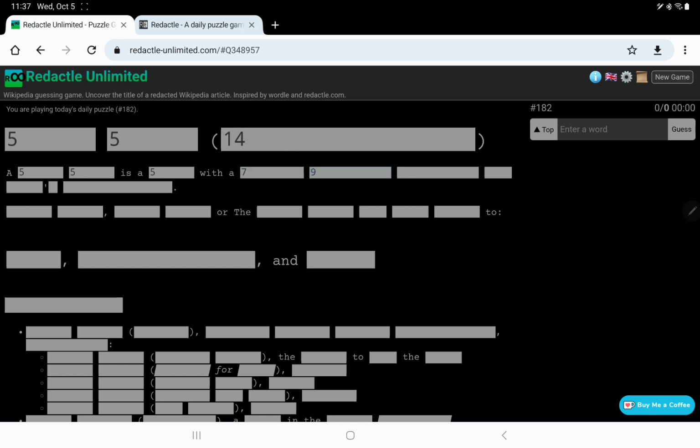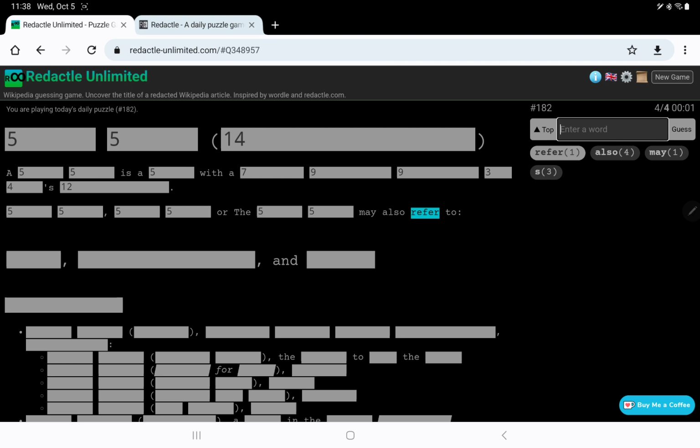It is another 5-letter word with a 7993, and then with 4s 12. 5555 are the... so this looks like it's actually a disambiguation page, saying that it may also refer to... so I think maybe the one preceded by "the" is the same, and you can just put "the" in front of it. Well, why do we have maybe different spellings?